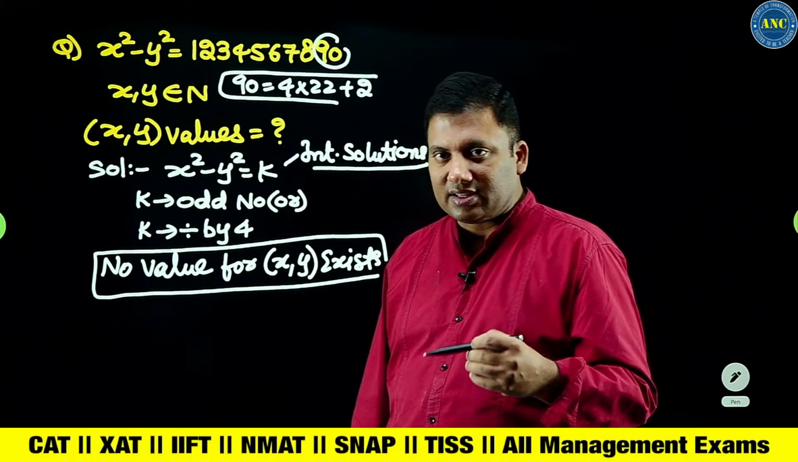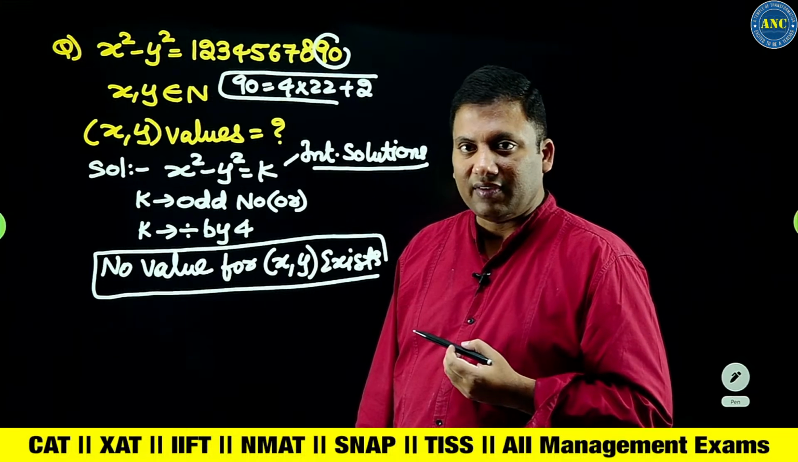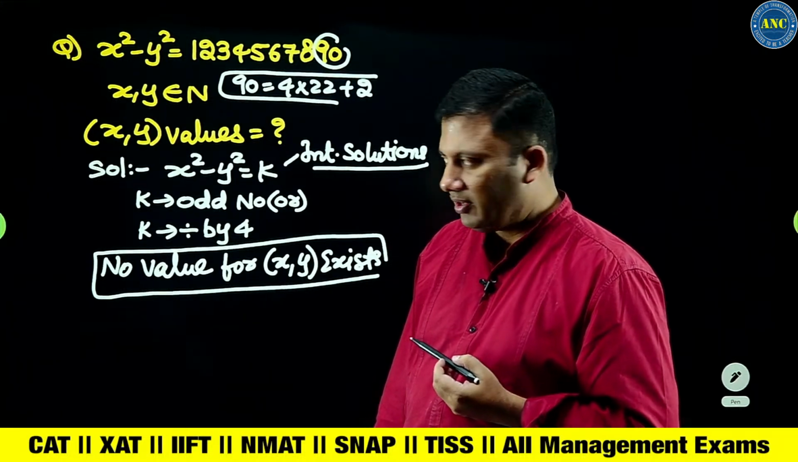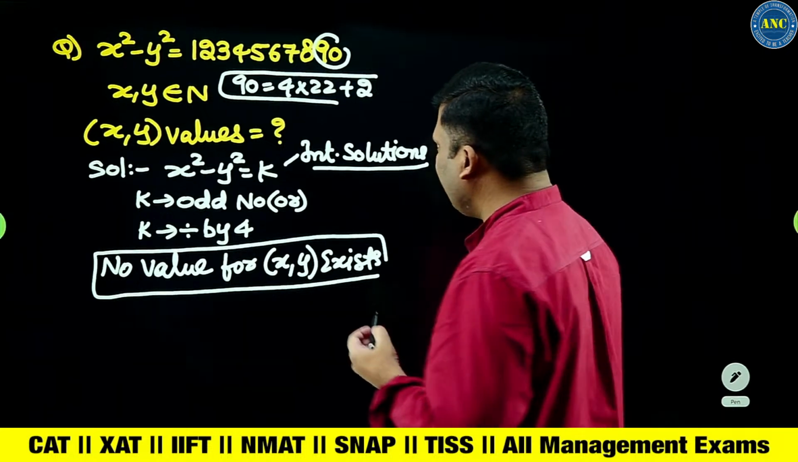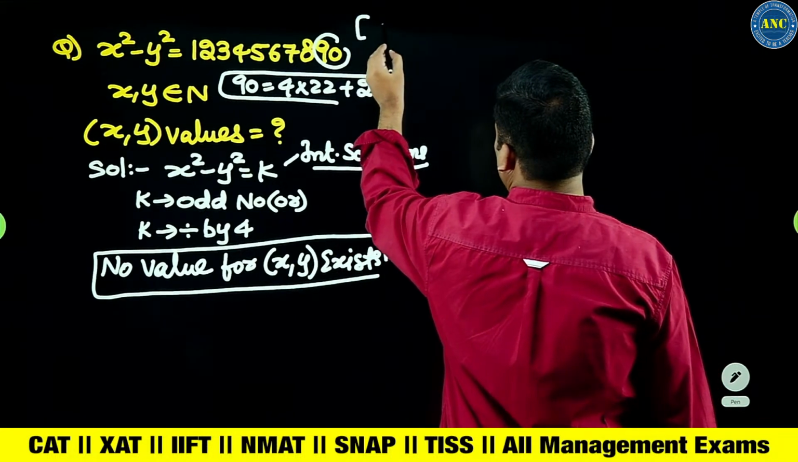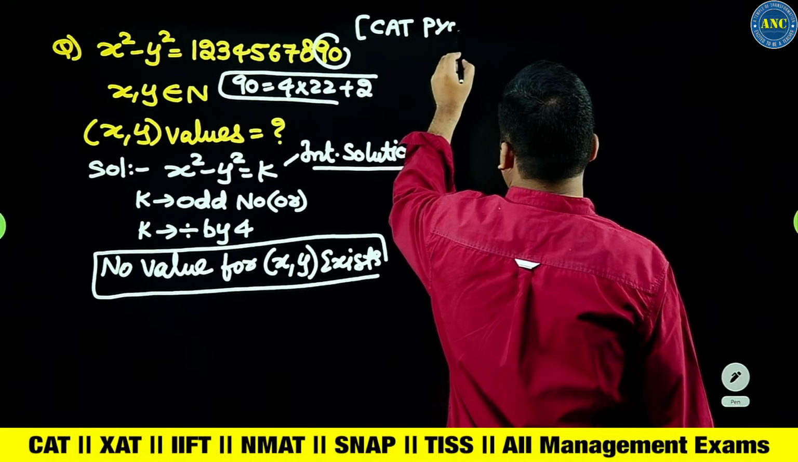What if the right hand side is an odd number? What if the right hand side is an even number? That also we will take. I hope the concept is clear. It is an original CAT previous year question.